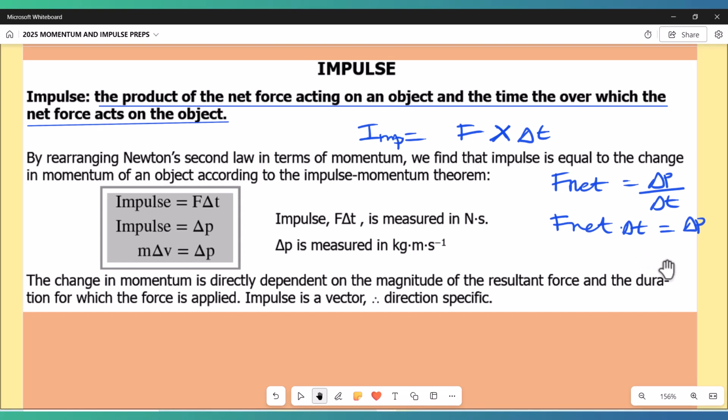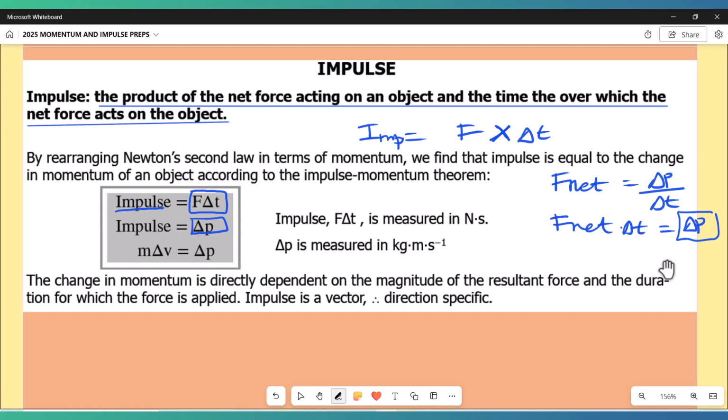So from here, what we observe, guys, is that our impulse equals the net force times change in time. But we also see that it is equal to change in momentum. So impulse equals change in momentum. And what's our change in momentum? It's mass times change in velocity.